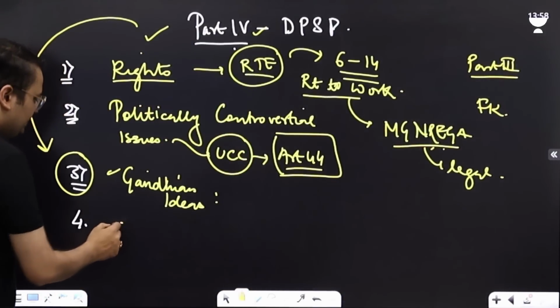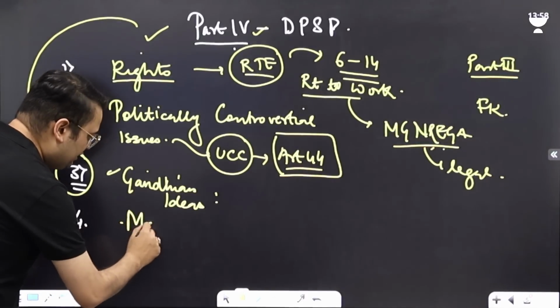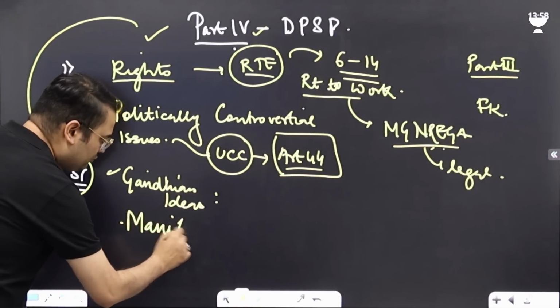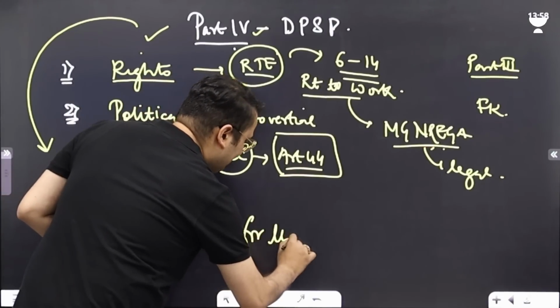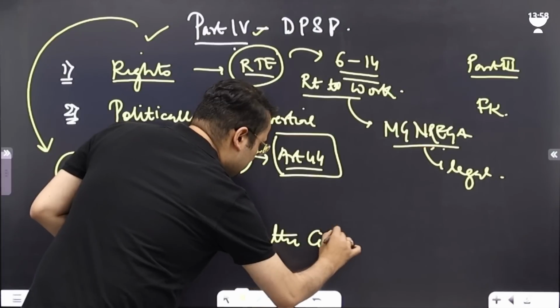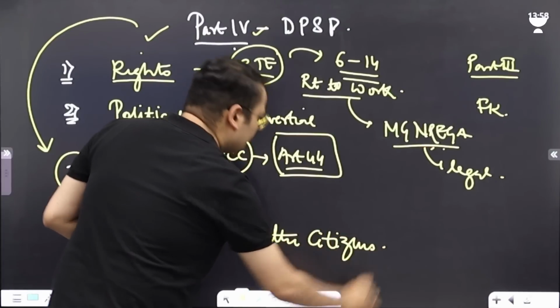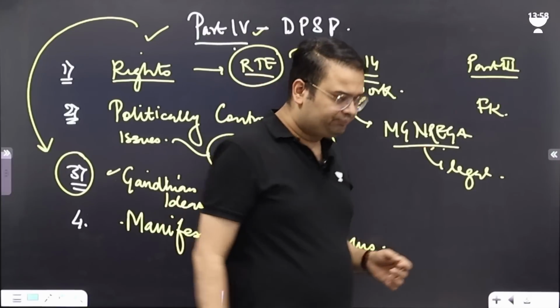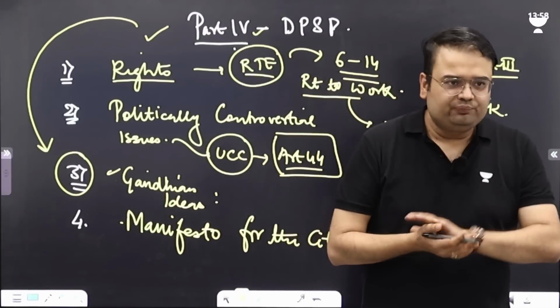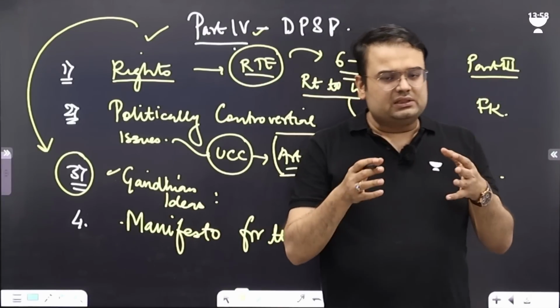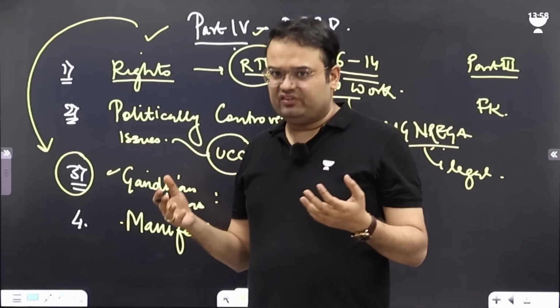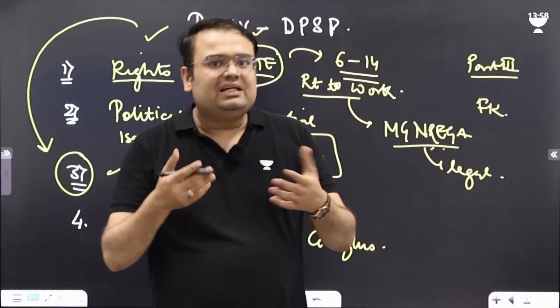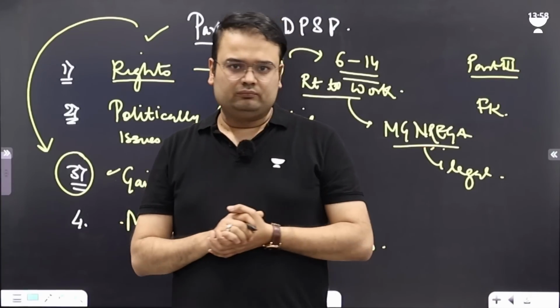And it was supposed to be a manifesto, a model manifesto for the citizens. What do we mean by this? See, one of the concerns that the Constituent Assembly and a number of experts around the world were having was: is India ready to become a democracy?